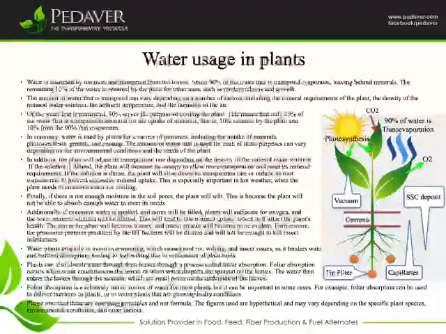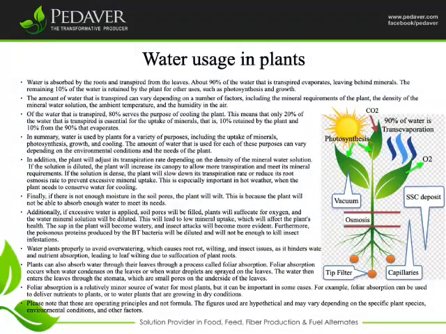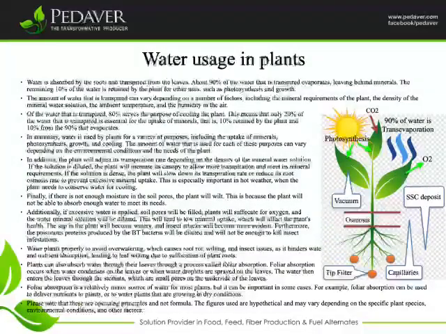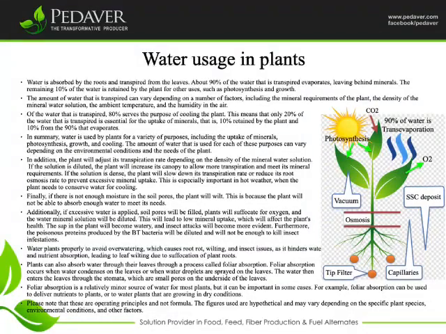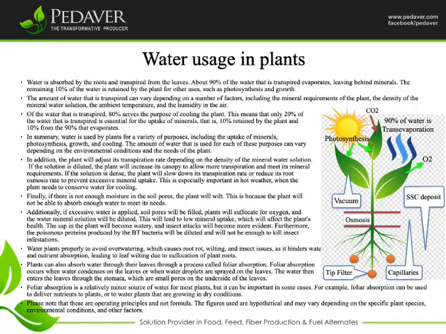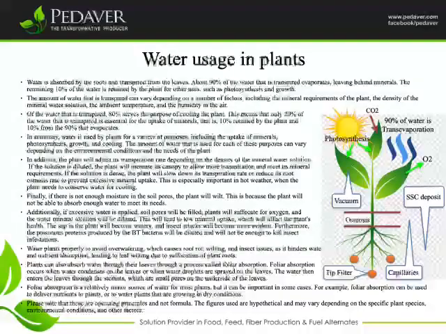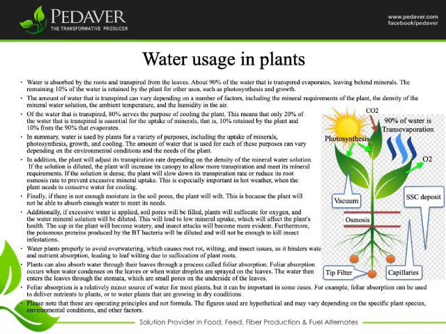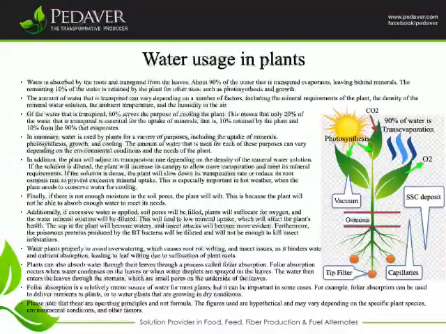In addition, the plant will adjust its transpiration rate depending on the density of the mineral water solution. If the solution is diluted, the plant will increase its canopy to allow more transpiration and meet its mineral requirements. If the solution is dense, the plant will slow down its transpiration rate or reduce its root osmosis rate to prevent excessive mineral uptake. This is especially important in hot weather, when the plant needs to conserve water for cooling.